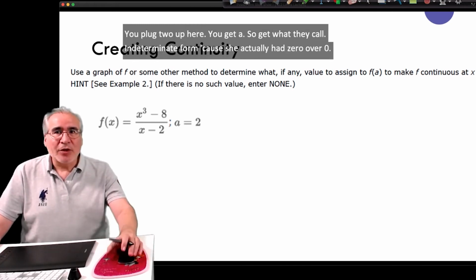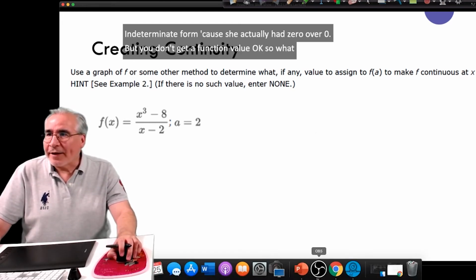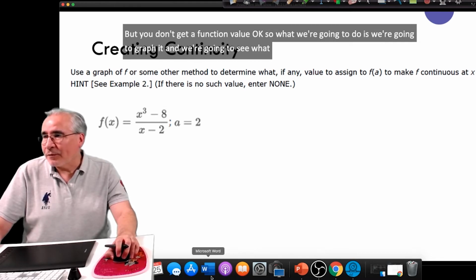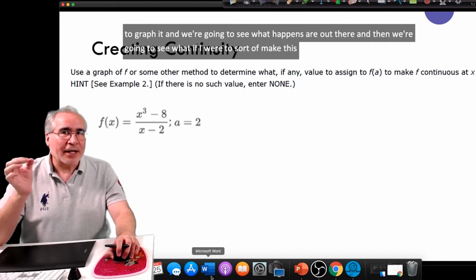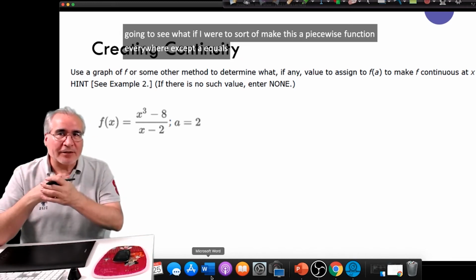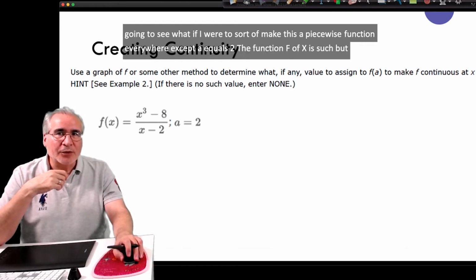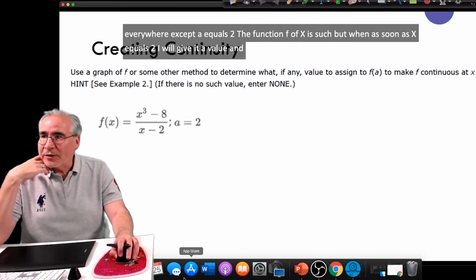But you don't get a function value. Okay. So what we're going to do is graph it, and see what happens about there. And then we're going to see, what if I were to make this a piecewise function? Everywhere except x equals 2, the function f of x is such. But as soon as x equals 2, I will give it a value, and can I make it continuous?